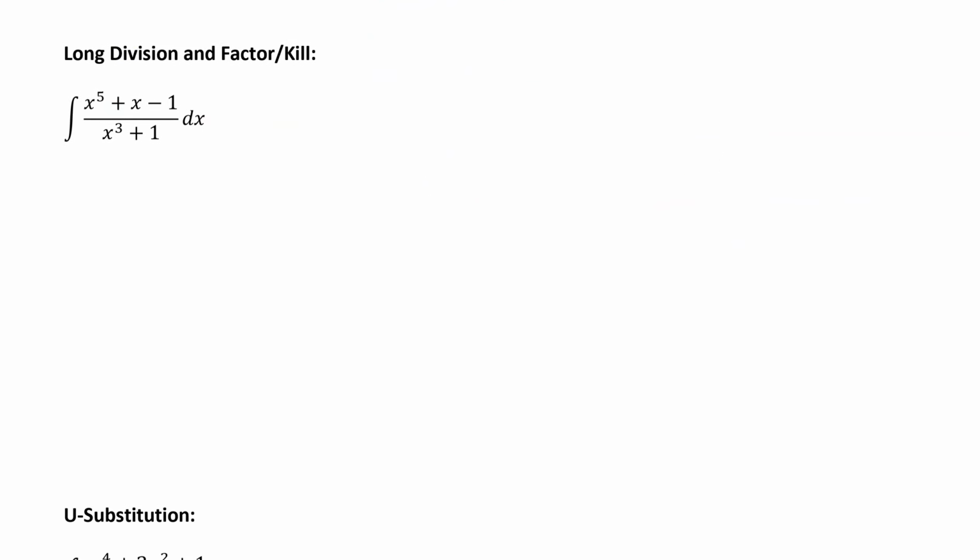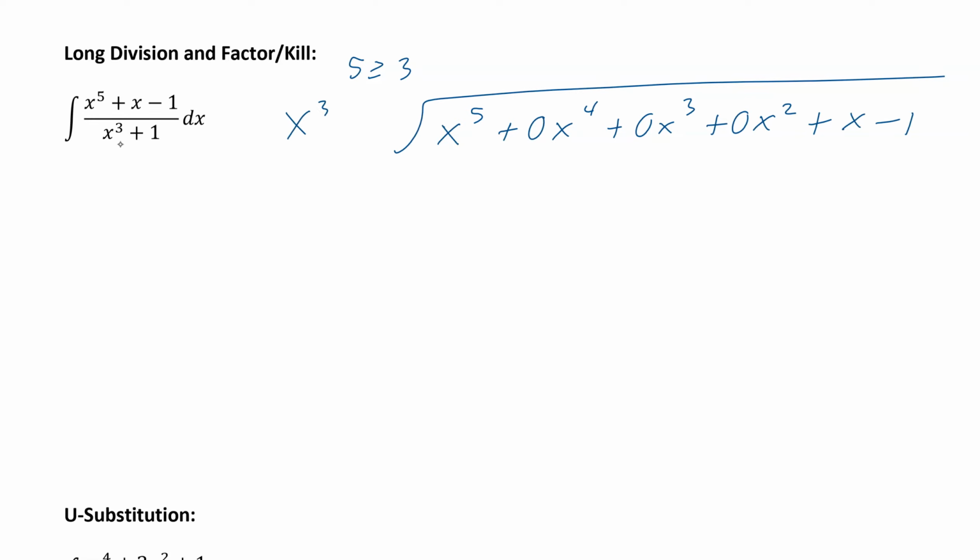All right, let's look at another one. This one is long division because 5 is bigger than or equal to 3, so our top degree is bigger than our bottom. We need to divide. So x to the 5th, and then we don't have an x to the 4th, we don't have an x cubed, we don't have an x squared. We do have an x and a 1. And then we're dividing that whole thing by x cubed plus 1.